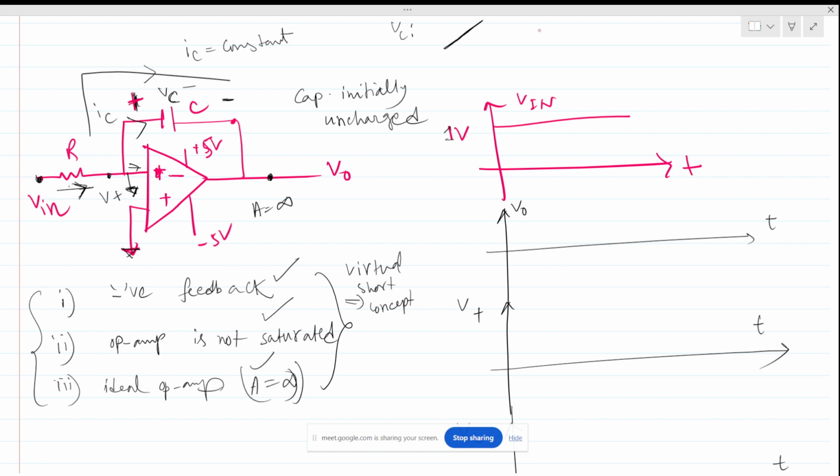Can you repeat the question again, please? VC is nothing but 0 minus V out, na? This voltage is 0. So if this voltage is ramping up, then what should be this voltage? V out will be minus of VC, na? So this will be ramping down like this. Yes, V out is nothing but minus of VC.